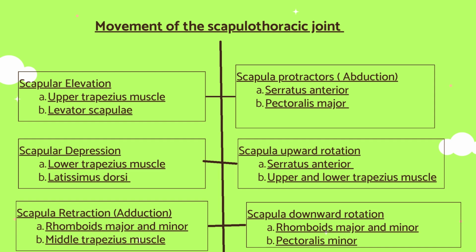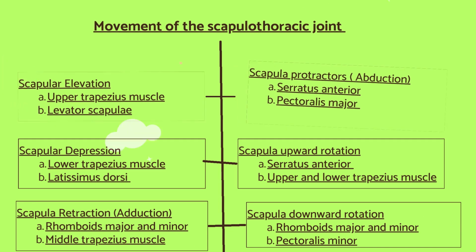Scapular upward rotation. Movement: upward rotation of the scapula, where the glenoid cavity, the shoulder socket, tilts upward. Muscles involved: serratus anterior, upper trapezius. Scapular downward rotation. Movement: downward rotation of the scapula, returning it to its resting position. Muscles involved: levator scapulae, lower trapezius.